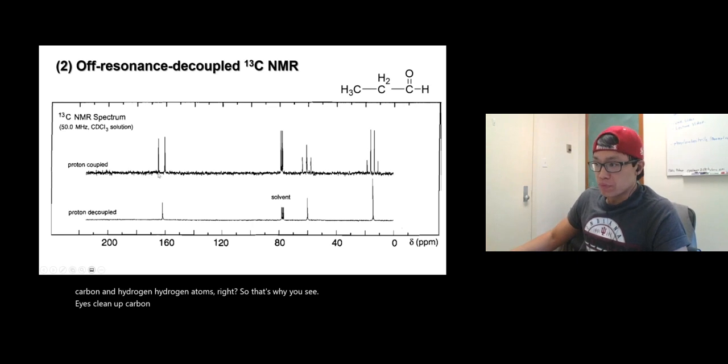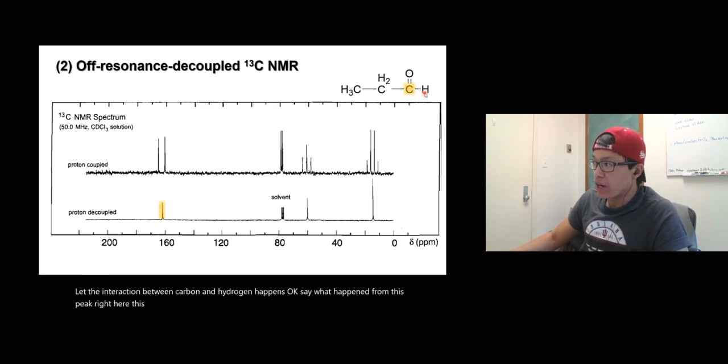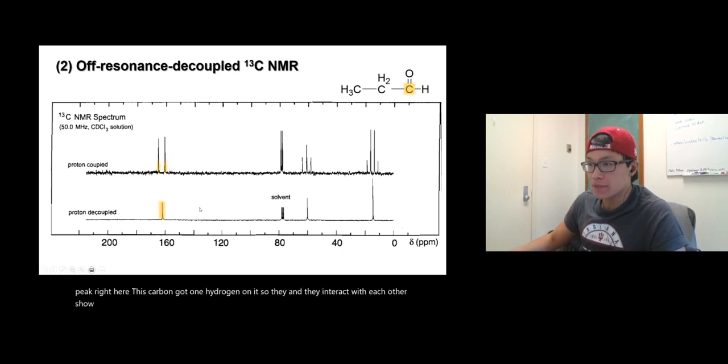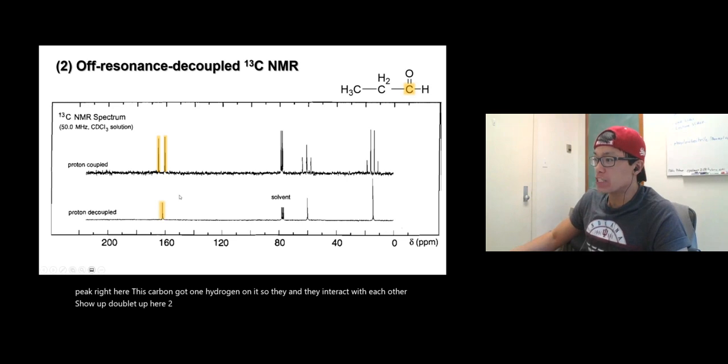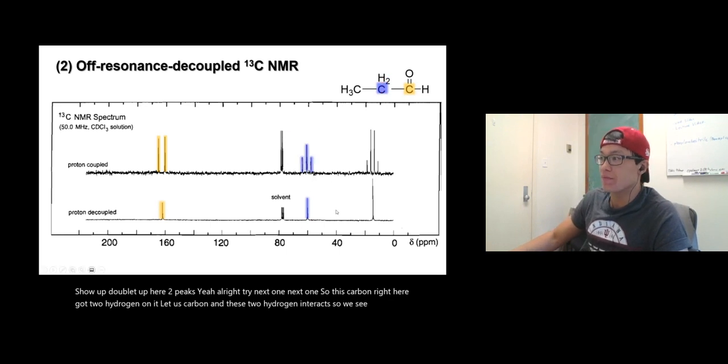The top one, we let carbon and hydrogen communicate, let the interaction between carbon and hydrogen happen. See what happened from this peak right here. This carbon has one hydrogen on it, so they interact with each other and show up as a doublet, two peaks. Next one: this carbon right here has two hydrogen on it. Let this carbon and these two hydrogen interact, so we see three peaks.